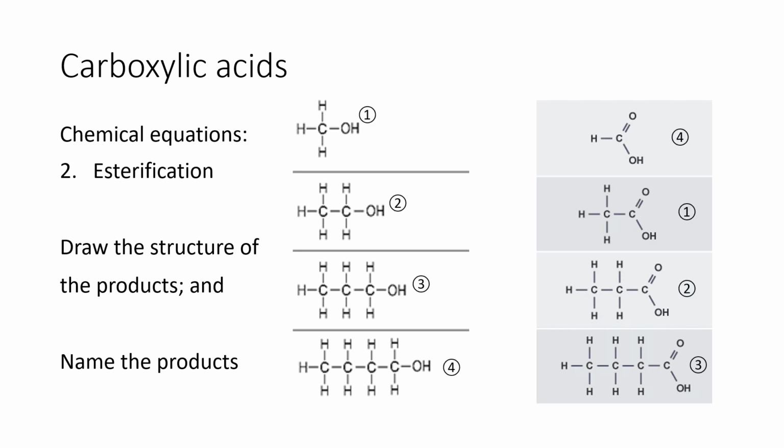So example for number 1, this is ethanol. This is methanol, and you match it with number 1 over here. This is ethanoic acid, so it will be methyl ethanoate, but I need you to draw the ester too. Same goes for the rest, and that's all for this lesson.